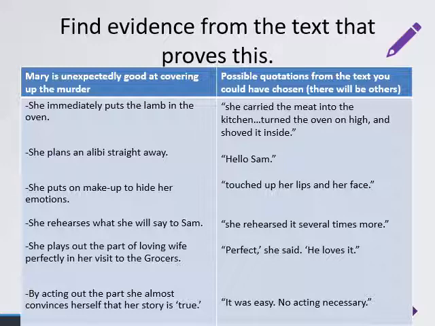She plays out the part of loving wife perfectly in her visit to the grocer's, for example, saying, "Perfect," she said. "He loves it," about the choice of cheesecake. And by acting out the part, she almost convinces herself that the story is true. It says in the text, "It was easy, no acting necessary."